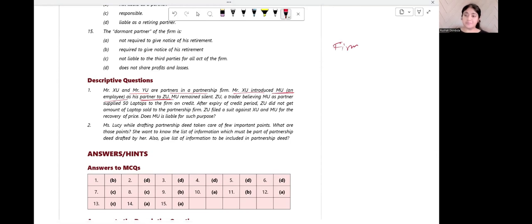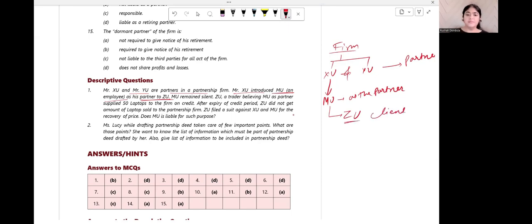So there is a firm. There are two partners, XU and YU, right? XU has introduced MU as the partner. These two were partners. As the partner, he said that this is also our partner, and he introduced him in front of ZU, right? This is the client, you can say. MU remained silent. MU didn't deny that I'm not the partner, I'm just an employee. He didn't say anything.